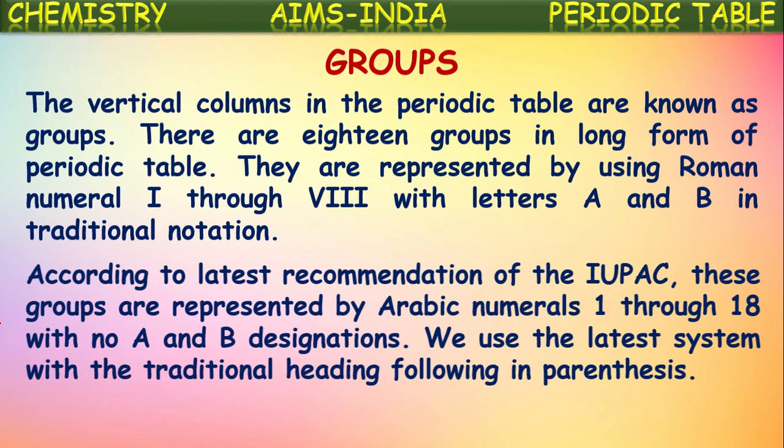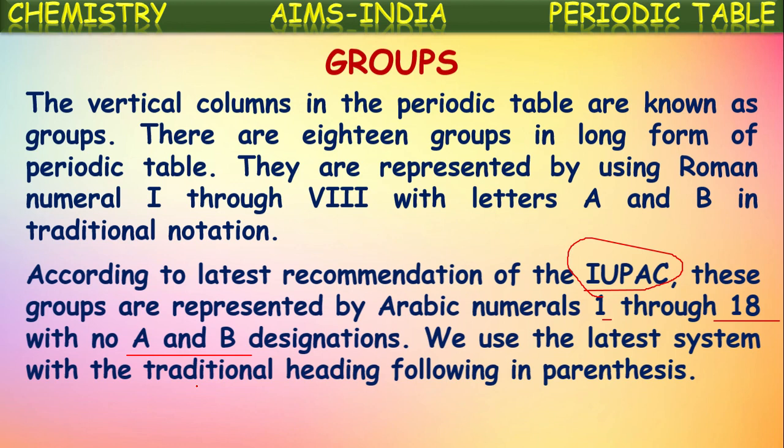According to the latest recommendations of the IUPAC. What is IUPAC here? IUPAC means International Union of Pure and Applied Chemistry. So according to the recommendations of IUPAC, these groups are replaced by Arabic numerals from 1 to 18 without subgroups A and B. So actually, earlier, the total periodic table was classified into 8 major groups.